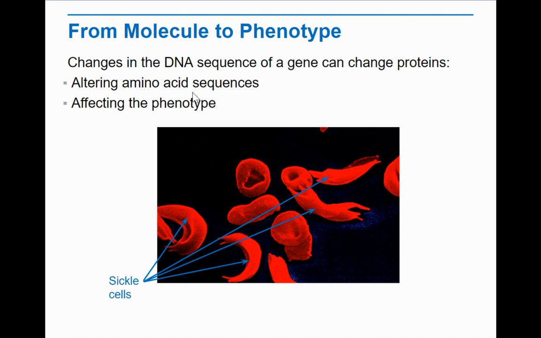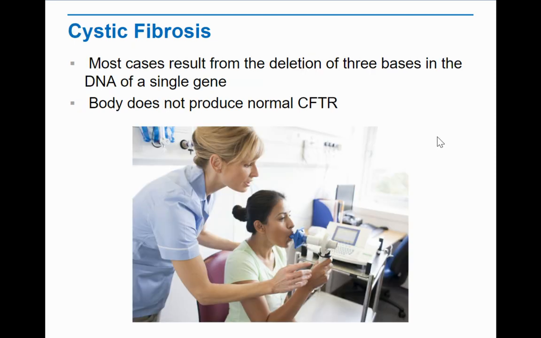So differences in amino acid sequences can cause differences in phenotypes, and those show up in different diseases. Another one that we looked at in the interactive was cystic fibrosis. This is from the deletion of 3 bases. If we take a CTT out of the normal cystic fibrosis protein, we get cystic fibrosis. You can see this person here is being treated for it. It basically produces a very thick mucus in your lungs, making it really hard to breathe.